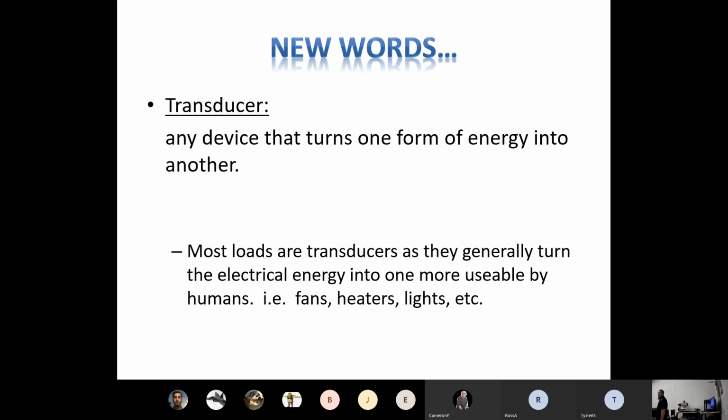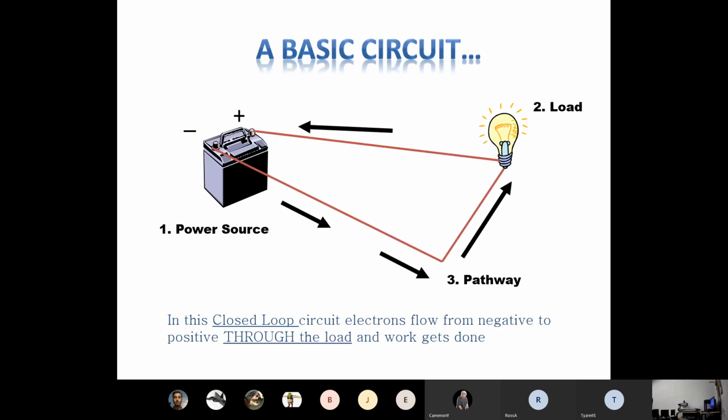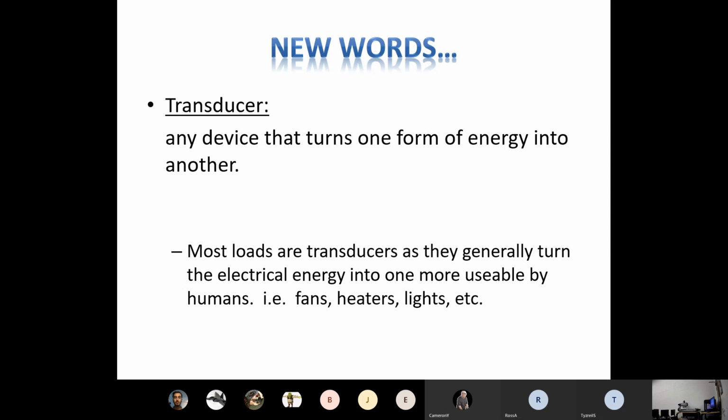Most loads are transducers, and what they do is usually turn electrical energy into some other type of energy. Most of the time they're going to be creating something else, whether it's light or a motor running or something like that. Did you guys have enough time to get that? Yeah, I think I'm going to stop right here.